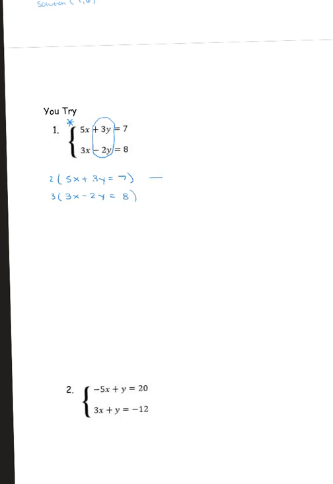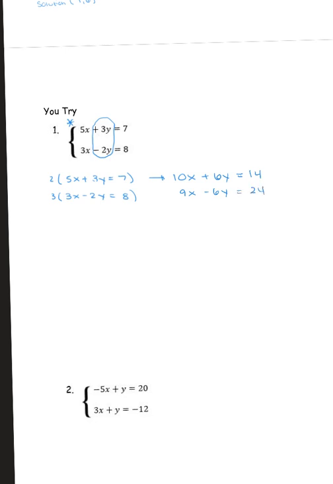So now that gives me the new equation for my first equation when I multiply, just doing the distributive property. 2 times 5x gives you 10x. 2 times 3y gives you a positive 6y. And then 2 times 7 gives me 14. Now I'm going to multiply my entire second equation by 3. So I get 9x minus 6y equals 24.